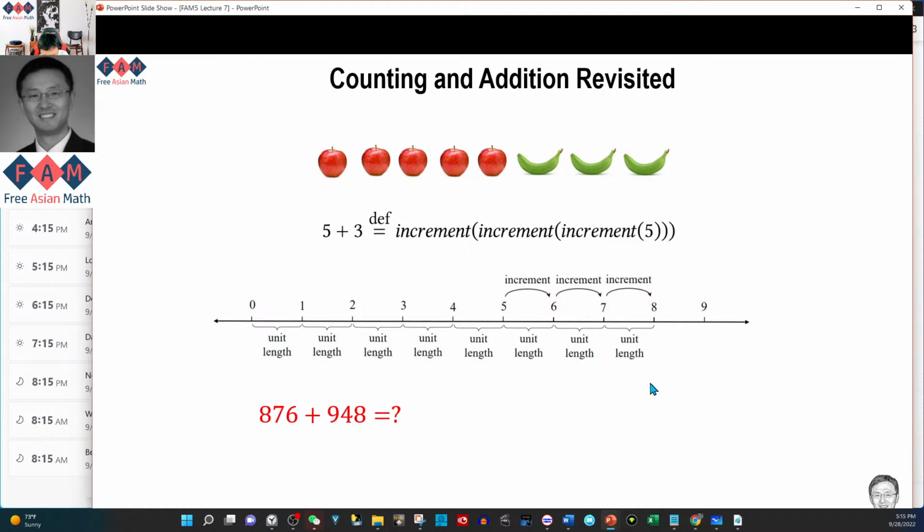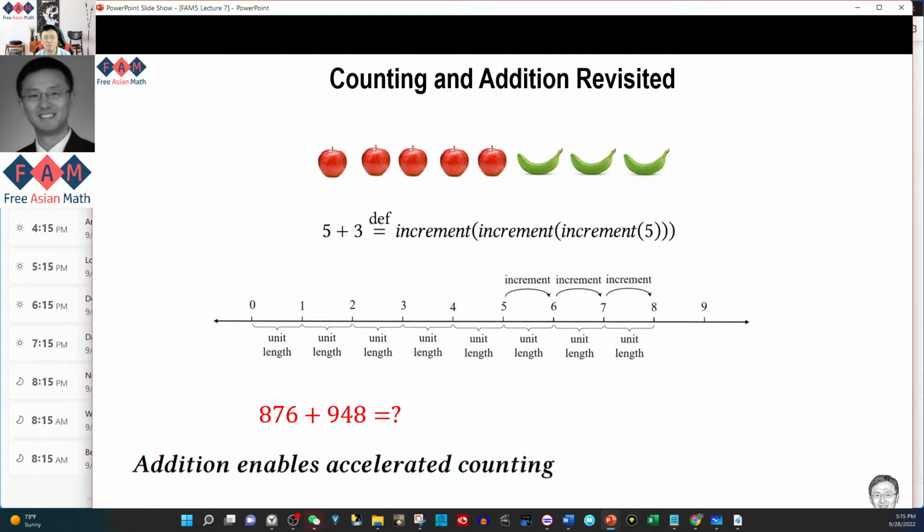For example, what is 876 plus 948? Well, under this definition of addition as counting, you have to perform the actual counting. Find 876 on the number line, continue to count 948 times, which I'm sure nobody wants to do, right? If you want to do it, it's more likely than not you will make a mistake at some point and get an incorrect count. So we promise that addition enables accelerated counting.